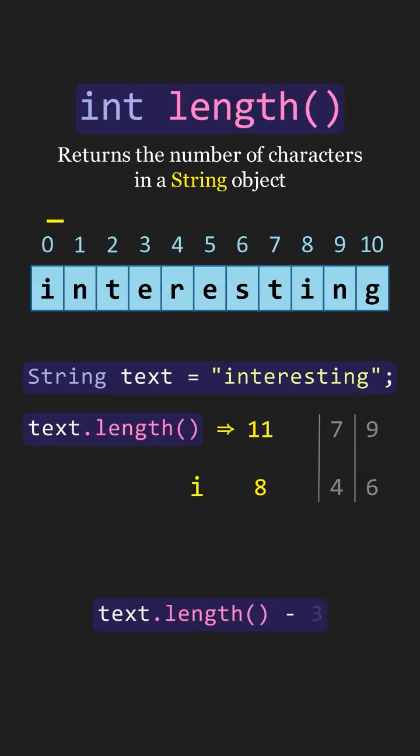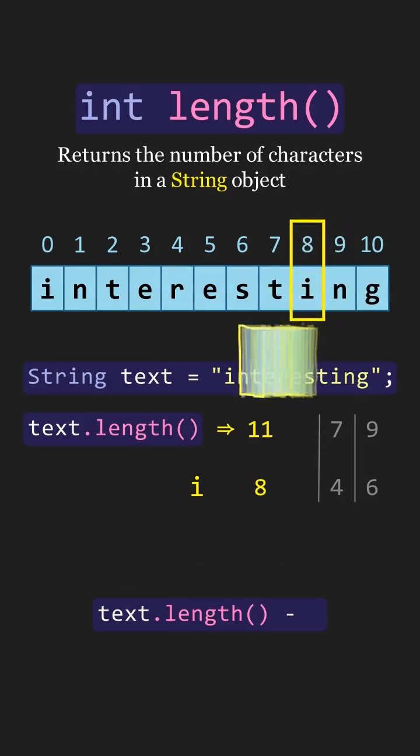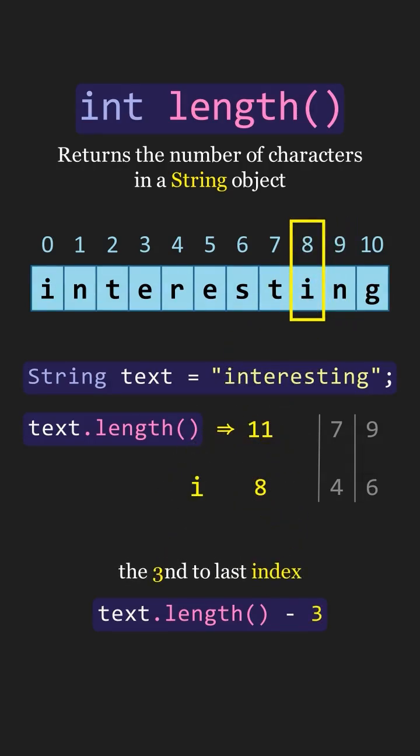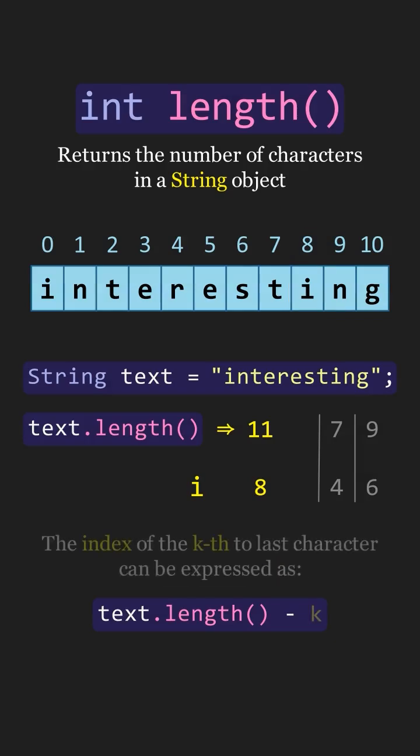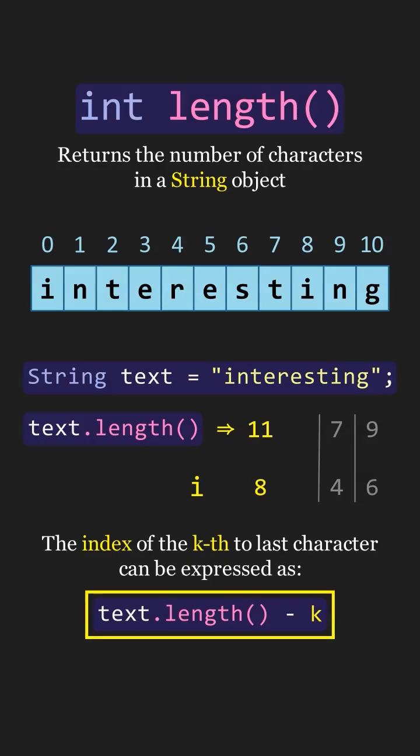In simple terms, since the index starts at 0, the last index is length minus 1. The second last index is length minus 2. And the third last index is length minus 3. More generally, the index of the k-th to last character is length minus k. This is very useful. Memorize it.